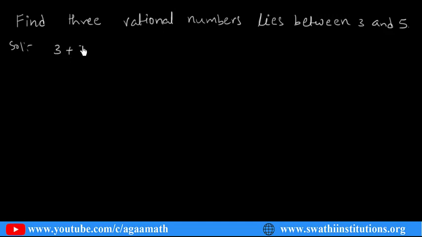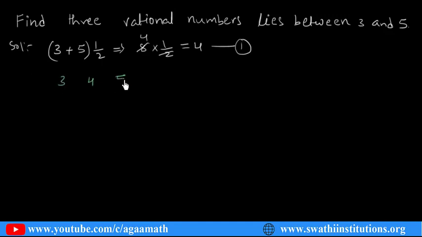So 3 plus 5 of 1 by 2. 3 plus 5 is 8. So 8 of 1 by 2 is 2 ones are 2, 2 fours are 8, that is 4. So one rational number we found, right? How many do we want? 3. So we got 4. It means in between 3 and 5 we have inserted 4.